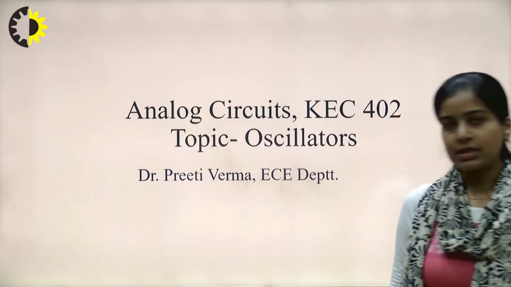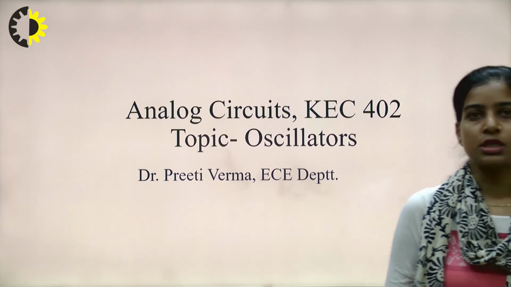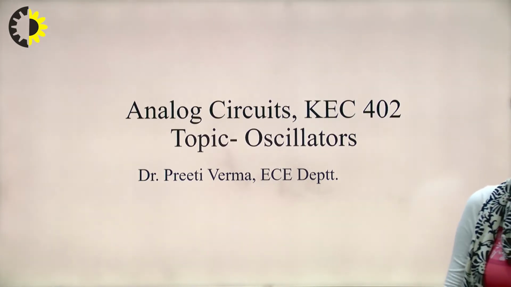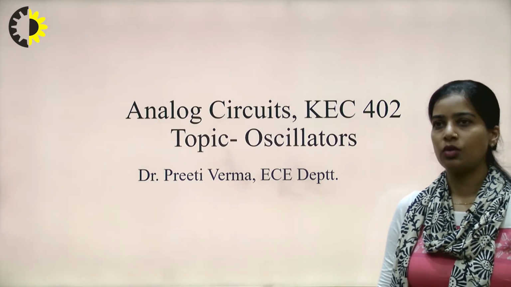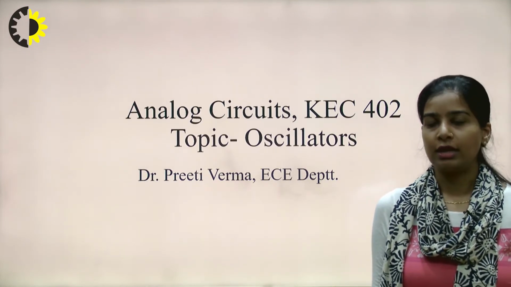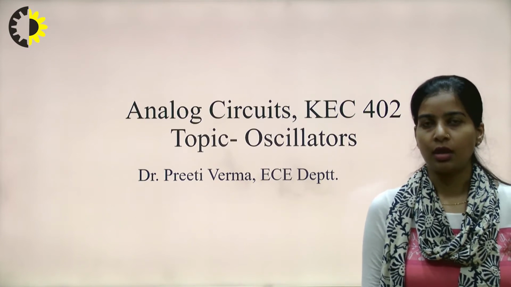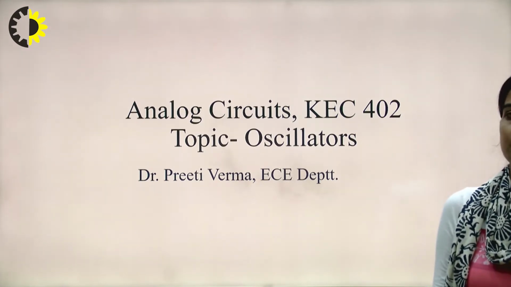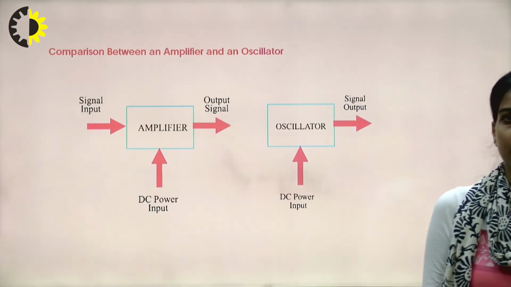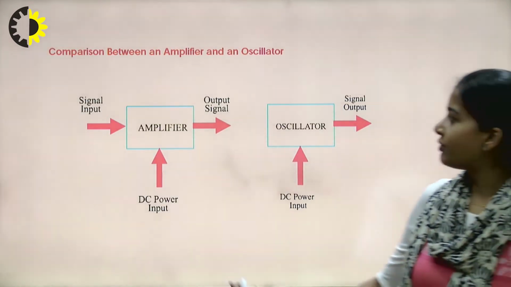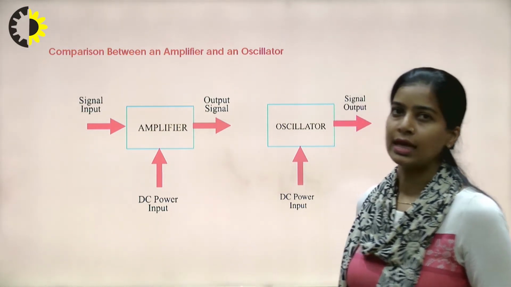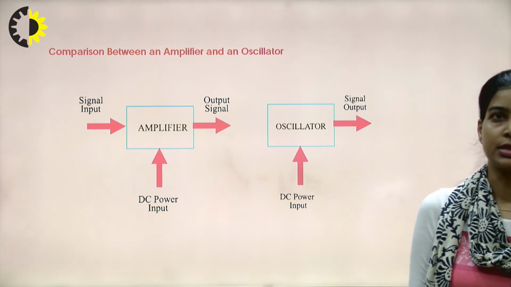The oscillators that use positive feedback. In the previous video, I discussed feedback. There we saw what a negative feedback and a positive feedback are. So with the oscillator circuits, we will have positive feedback in the circuits. The first diagram here shows an amplifier and the second one is for oscillators.